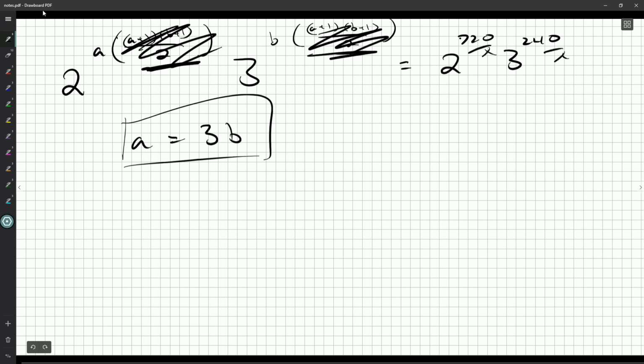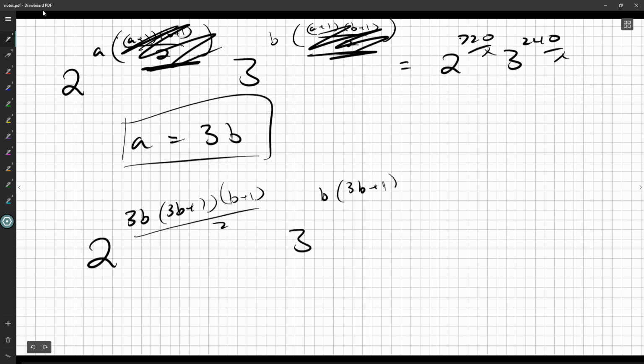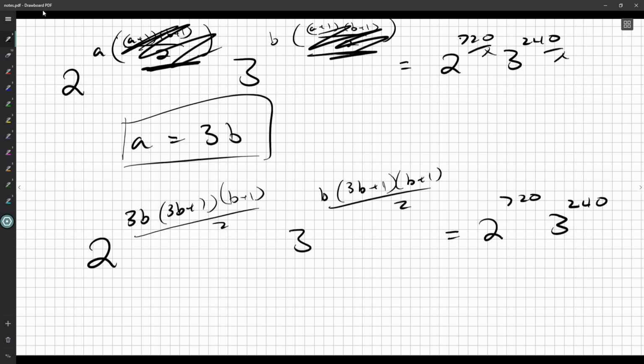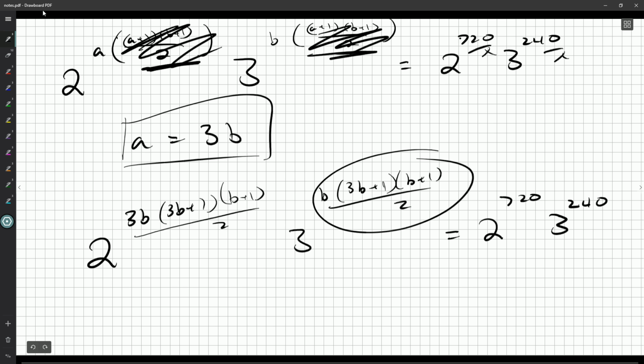So a is 3 times b, so what we've really got is 2 to the 3b(3b plus 1)(b plus 1) all over 2, 3 to the 3b(3b plus 1)(b plus 1) all over 2. And this has to be 2 to the 720, 3 to the 240. And so now we could try and solve these. And as long as I solve one of these for b, we get our a.